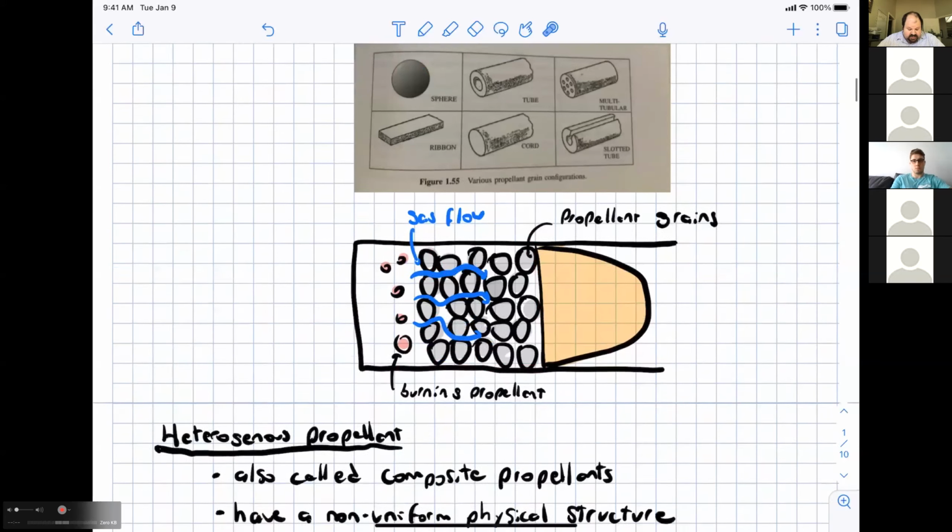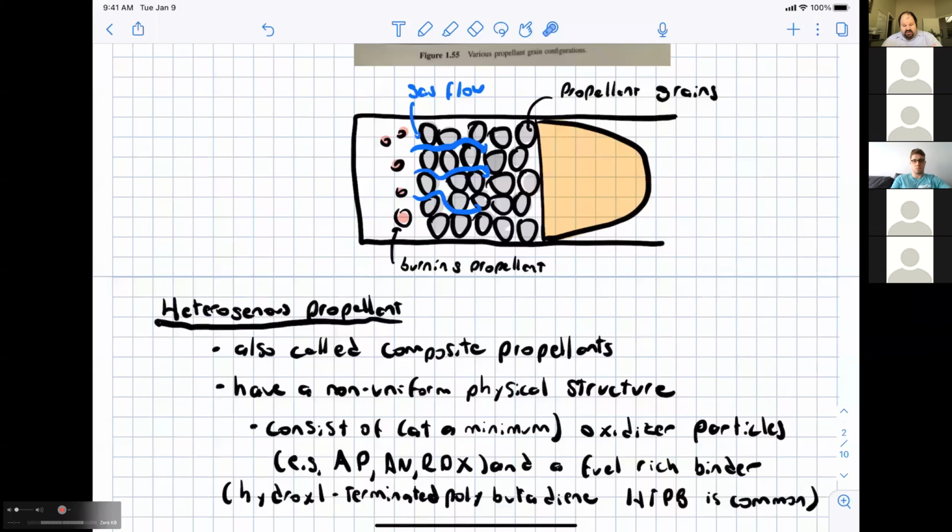heterogeneous propellants. And so these are also called composite propellants. Okay, and what makes them unique is that they have a non-uniform physical structure. And they consist of, at a minimum, some sort of oxidizing crystals, or oxidizing particles. Those can be small crystals of ammonium perchlorate, ammonium nitrate. RDX in the context of a propellant is an oxidizer.